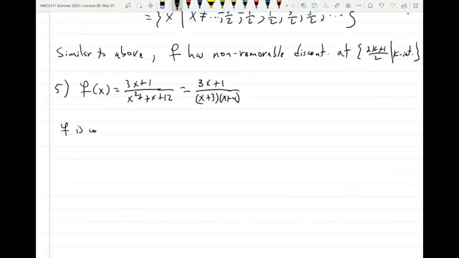So f is continuous for all real numbers except -3 and -4. So let me write it like this.